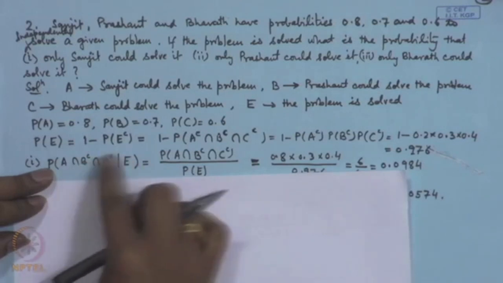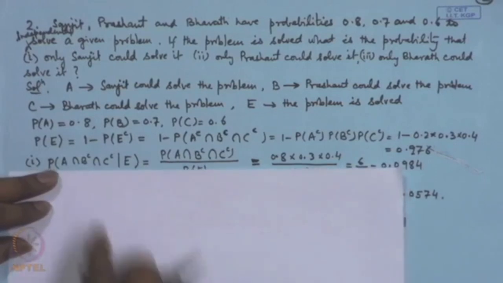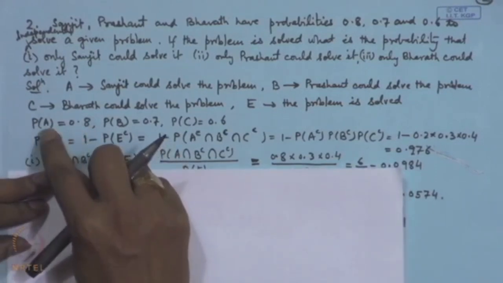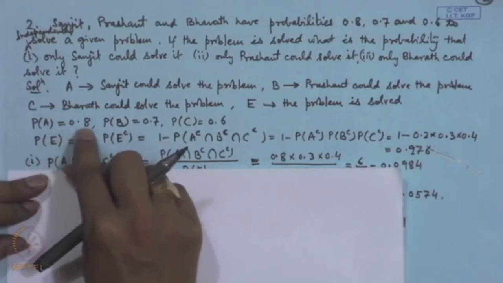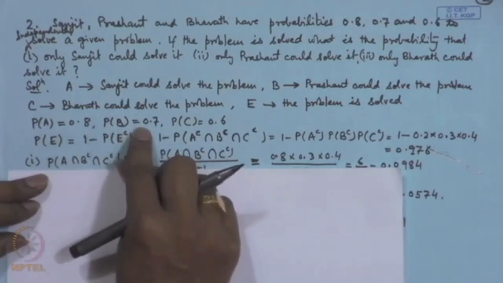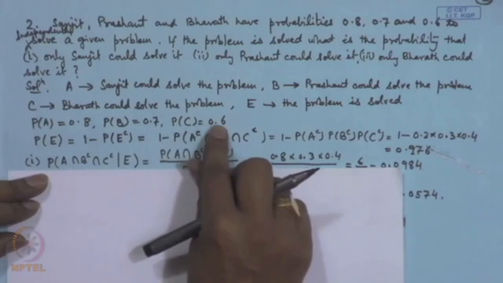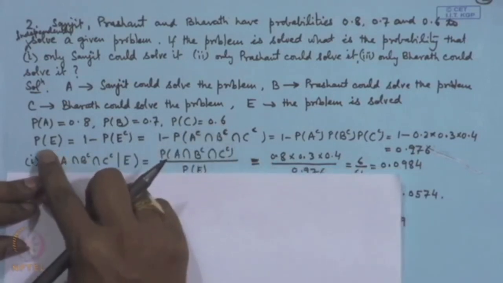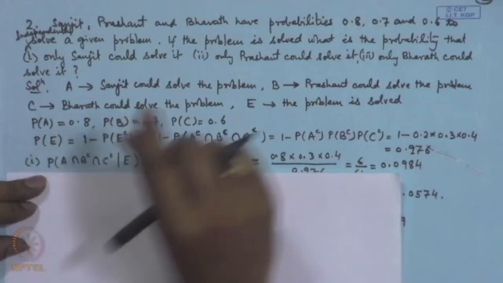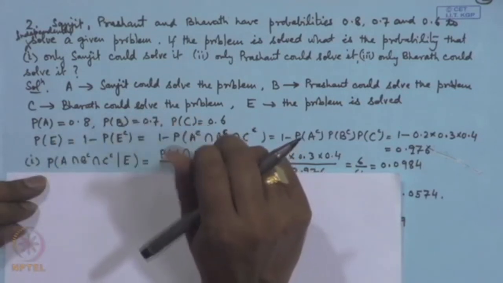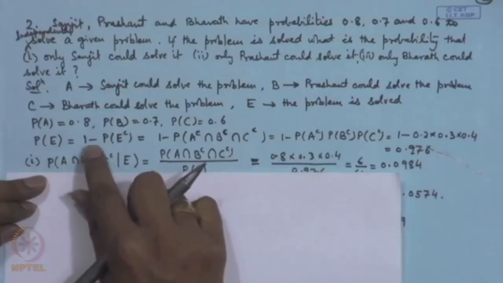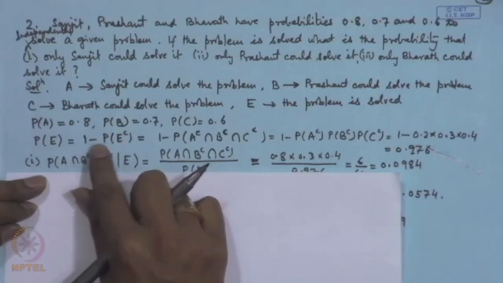So, let us look at various probabilities here. What is probability of A? Probability of A is 0.8, probability of B is 0.7, probability of C is 0.6. And what is probability of E? Now, E is that the problem is solved. If the problem is solved, that means either one of them could solve it, or two of them could solve it, or all the three could solve it. So, it is easy to represent it in terms of the complementary event, 1 minus probability E complement.